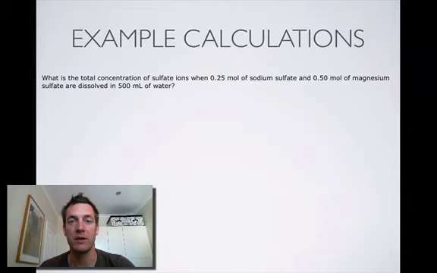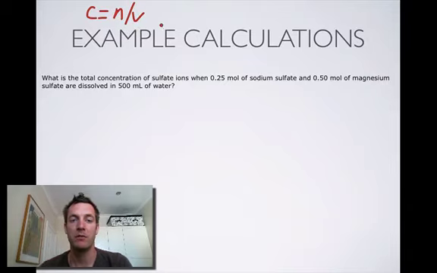Here's a couple of example calculations to see how we can actually find the concentration of ions in solution. Remembering the formula that we saw in the last film, which was that C equals N on V. So that is the concentration in moles per litre equals the number of moles divided by the volume. Remember, the volume must be in litres.